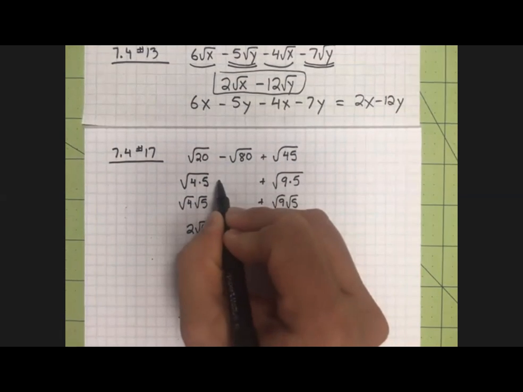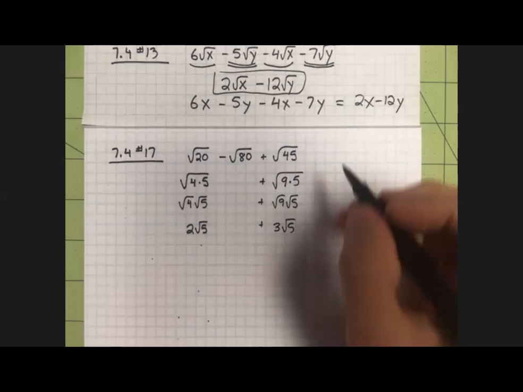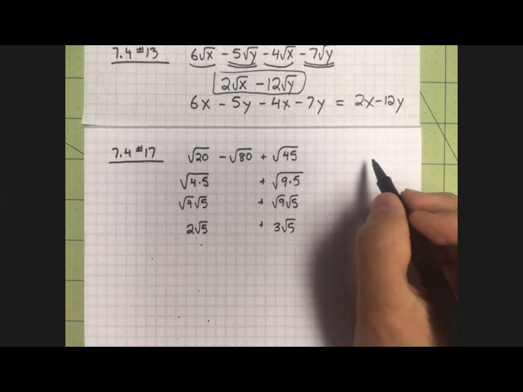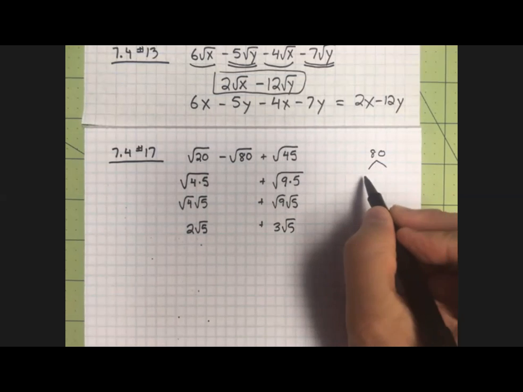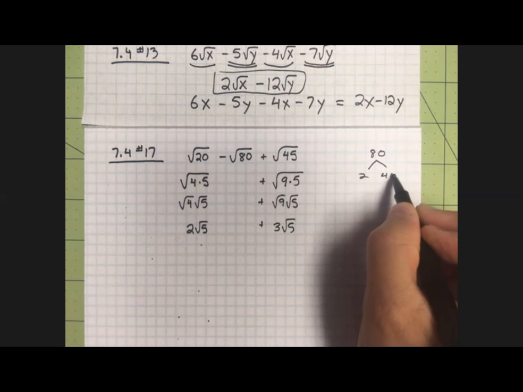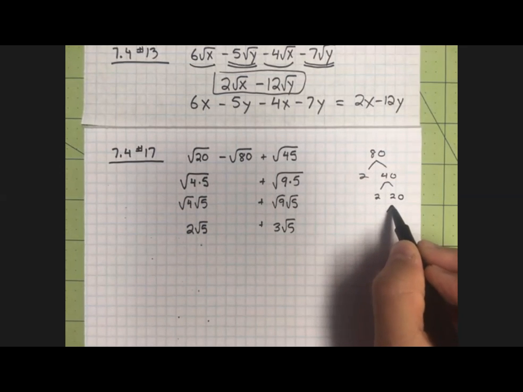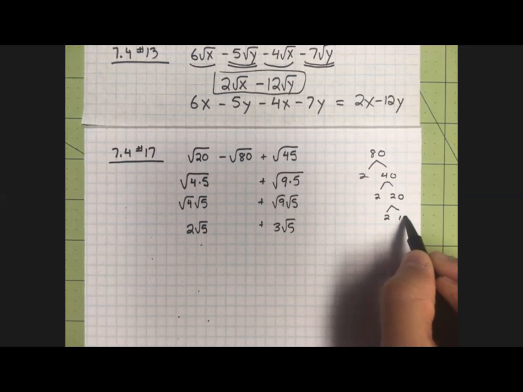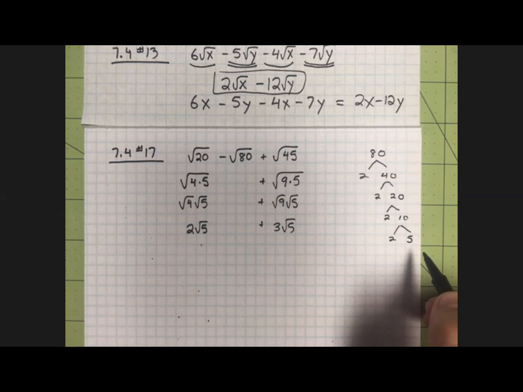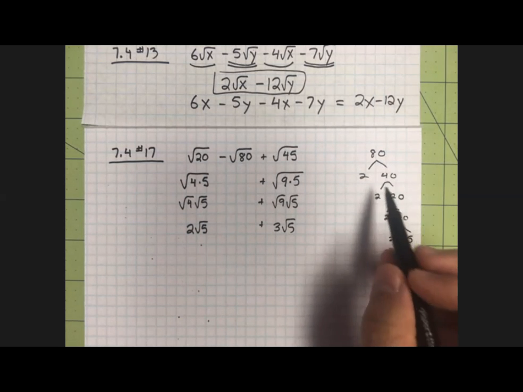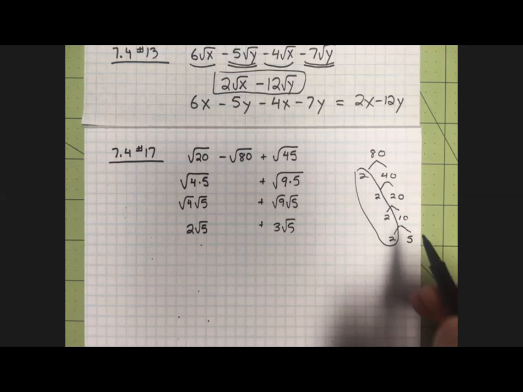Okay, let's see if 80 wants to play ball here. Say, is there any perfect squares inside of 80? Sometimes you have to take things over here to the side and work it out. 2 times 40, 2 times 20, 2 times 10, 2 times 5. When you break 80 down all the way, what do you got? 2 to the 4th power times 5.